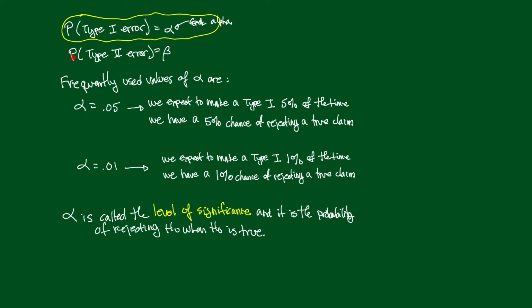Now let's just remember what that is. Alpha is the probability of making a type 1 error, and if we let alpha be 0.05, that means we have a 5% chance of rejecting a true claim. If we let alpha be 0.01, then we have a 1% chance of rejecting a true claim. Alpha is called the level of significance, and it's the probability of rejecting H0 when it's really true. So alpha, the level of significance of a test, is the probability of rejecting a true hypothesis.